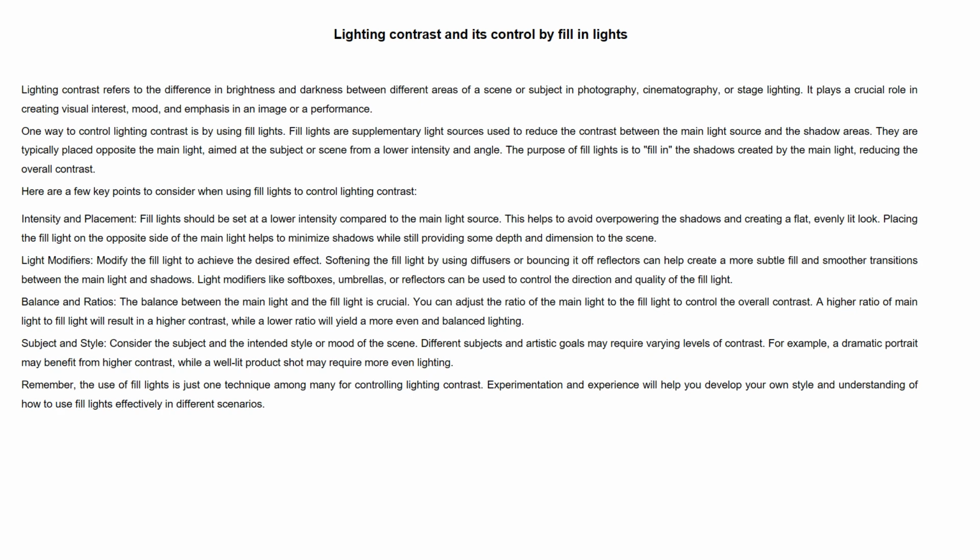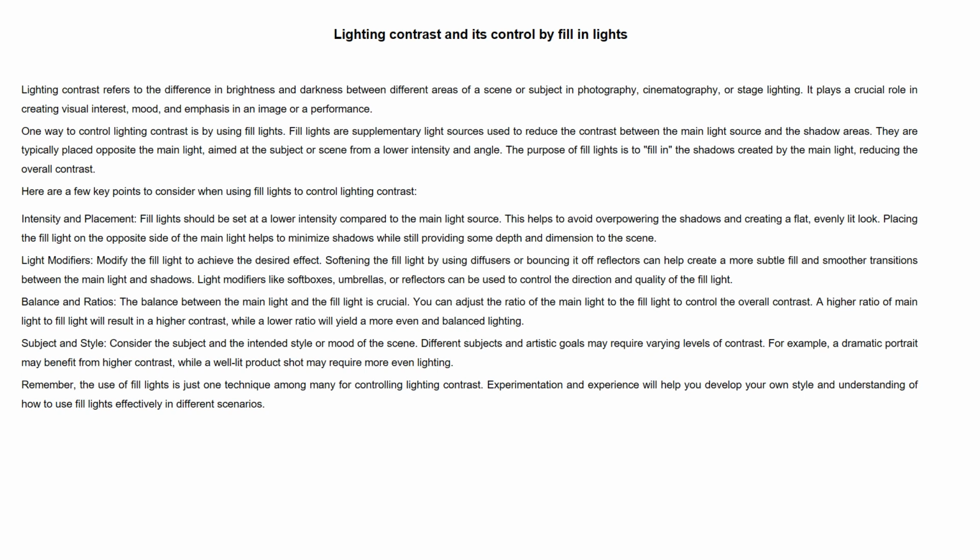Light modifiers. Modify the fill light to achieve the desired effect. Softening the fill light by using diffusers or bouncing it off reflectors can help create a more subtle fill and smoother transition between the main light and the shadows. Light modifiers like soft boxes, umbrellas or reflectors can be used to control the direction and quality of the fill light.